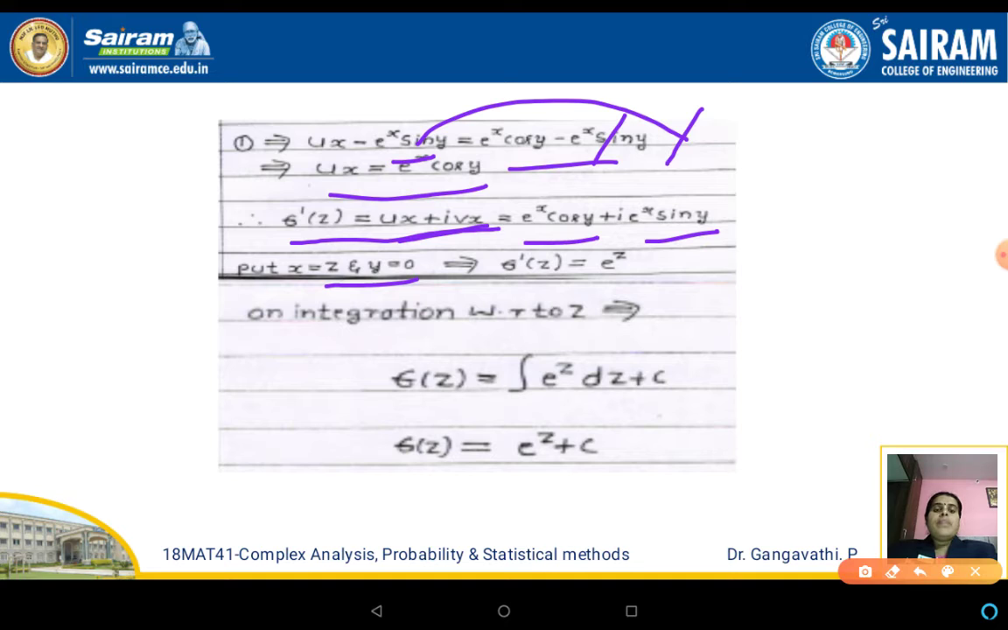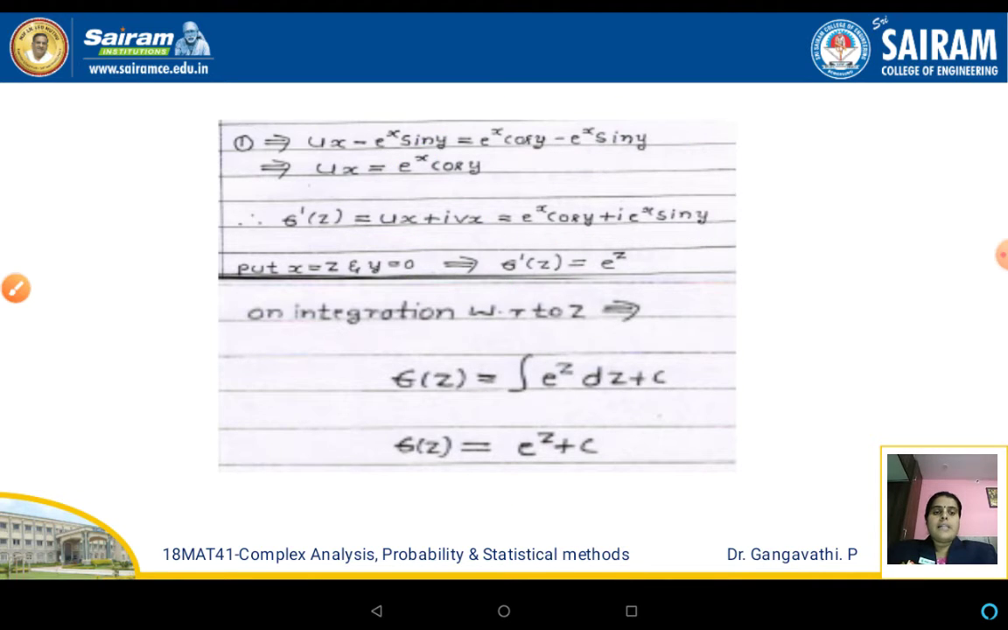And when we substitute x is equal to z and y is equal to 0 in f dash of z, we get f dash of z is equal to e to the power of z. But we have to get f of z. So in order to get f of z from f dash of z, you need to integrate the equation with respect to z. So integrate f dash of z, we get f of z, which is equal to integration of e to the power of z into dz plus c. So f of z is equal to e to the power of z plus c is our analytic function, which is our f of z.